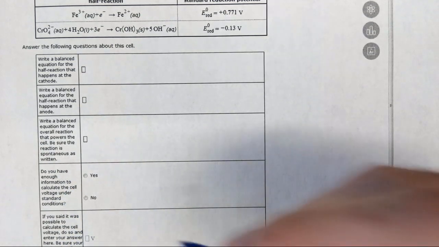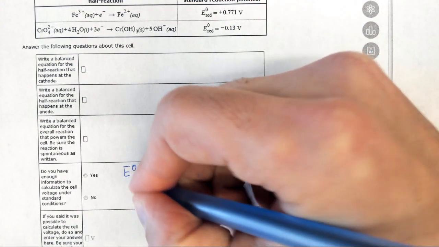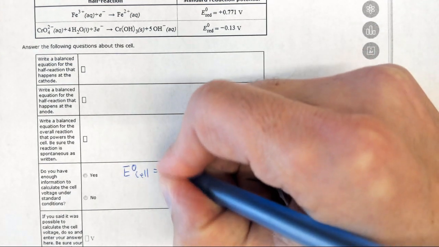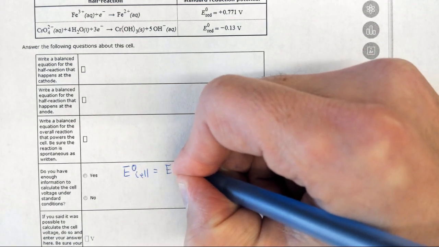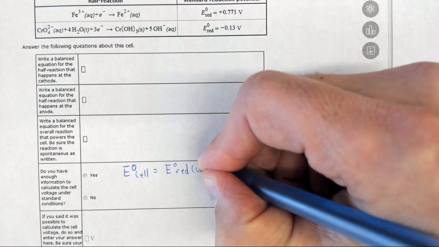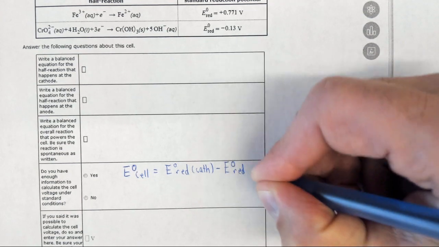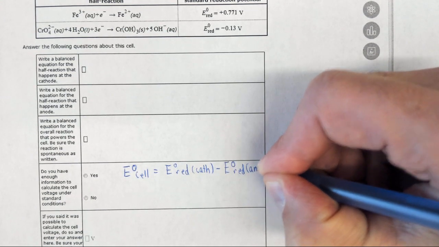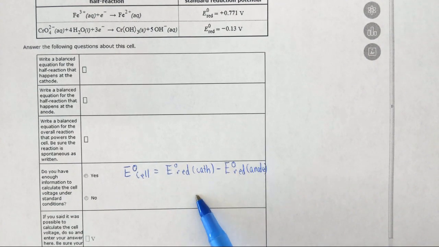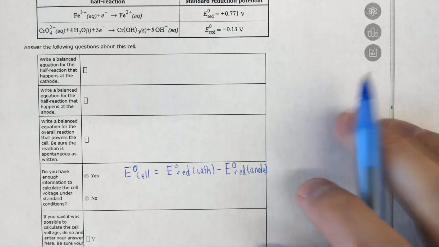So E naught for the cell equals E naught for the reduction potential at the cathode minus E naught of the reduction potential at the anode. And what we need to recall is that this has to be positive. For the spontaneous reaction, the E naught for the cell should be a positive number.